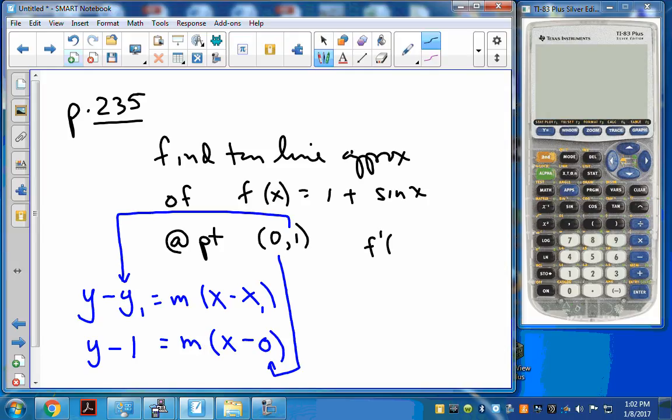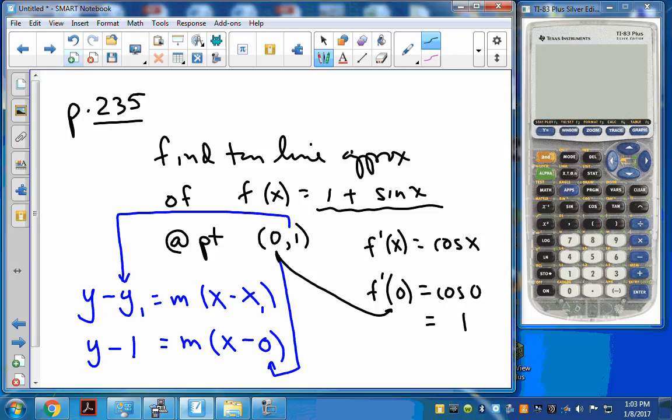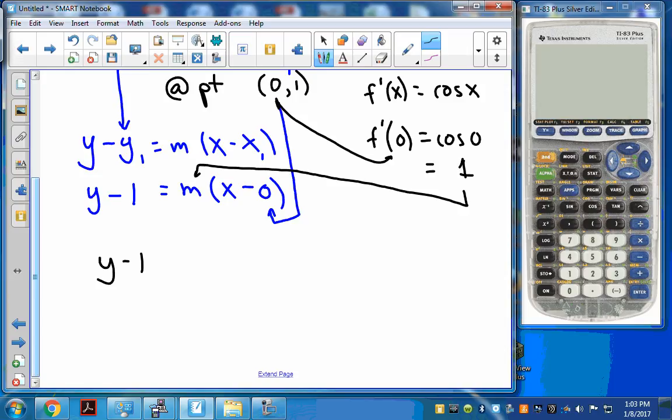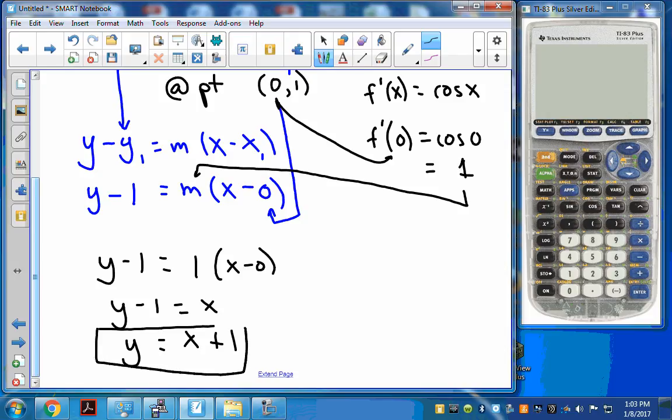So f prime of x, let's see, the derivative of this function. Well, the derivative of 1 is 0, and the derivative of sine is cosine. That's the derivative. But we want the derivative at the point where x is equal to 0. So that's the cosine of 0, and the cosine of 0 is 1. So that fits in right here. And now we have the equation of the tangent line. y minus 1 is 1 times x minus 0. Or if you want, y minus 1 is x. Or even better yet, y is equal to x plus 1. Okay, so this is the equation of the tangent line.